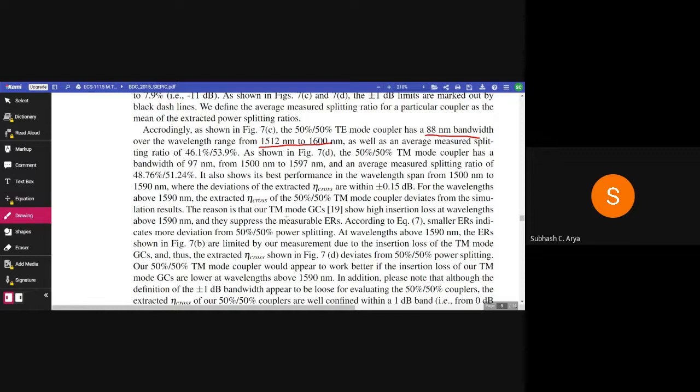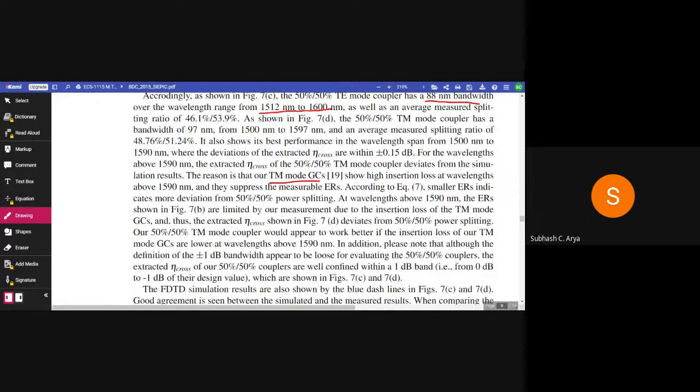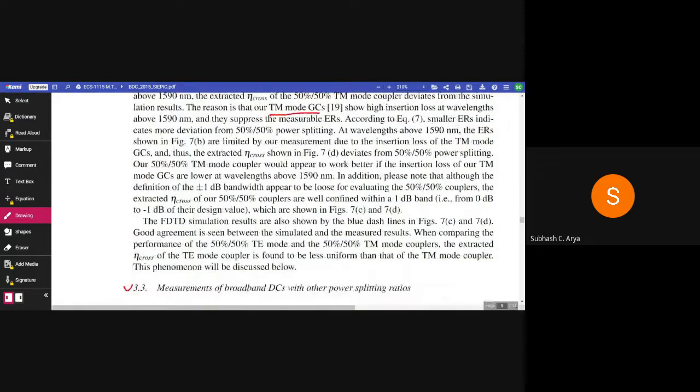The reason is that our TM mode GCs show high insertion loss at wavelengths above 1590 nanometer and they suppress the measurable ER. According to equation 7, smaller ERs indicate more deviation from a 50-50 power splitter. At wavelengths above 1590 nanometer, the ERs shown in figure 7B are limited by our measurement due to the insertion loss of the TM mode GCs, and thus the expected eta cross shown in figure 7D deviates from 50-50 power splitting. Our 50-50 TM mode coupler would appear to work better if the insertion loss of our TM mode GCs were lower at wavelengths above 1590 nanometer.